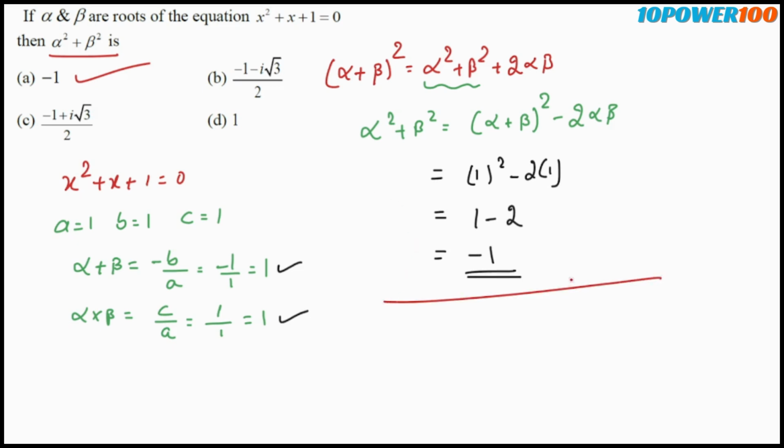So you can try it out. Use the same strategy and find out, for x square plus 2x plus 4 is equal to 0, I want you to find out alpha square plus beta square.